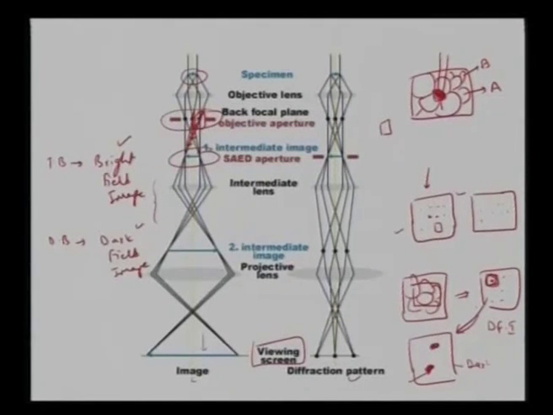So that part I can achieve with the transmission electron microscope. I can either get an image, or I can also get information about a particular crystal through its diffraction. So that is the overall capability of my transmission electron microscope.